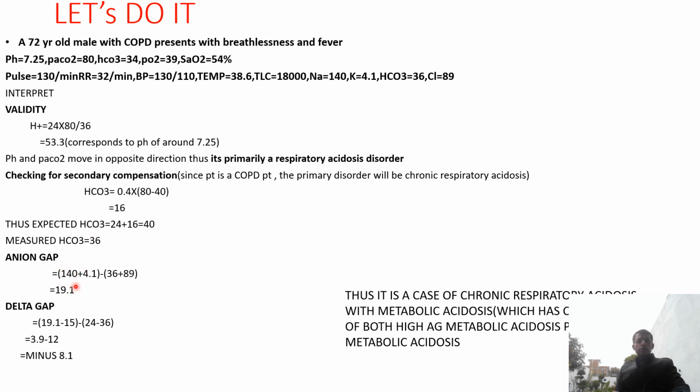Anion gap, if we calculate sodium plus potassium minus chloride plus bicarbonate, that comes to 19.1. It's a high anion gap metabolic acidosis. Delta gap, if we calculate, that is anion gap minus 15, minus 24 minus 36, so it's a minus 8.1. So it's a case of chronic respiratory disorder with metabolic acidosis, which has had some correction. So it is normal anion gap acidosis plus high anion gap metabolic acidosis with chronic respiratory acidosis.